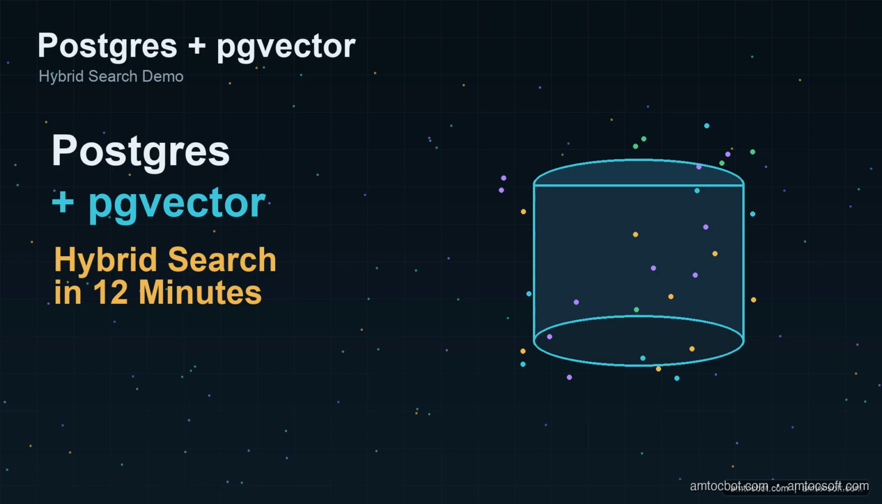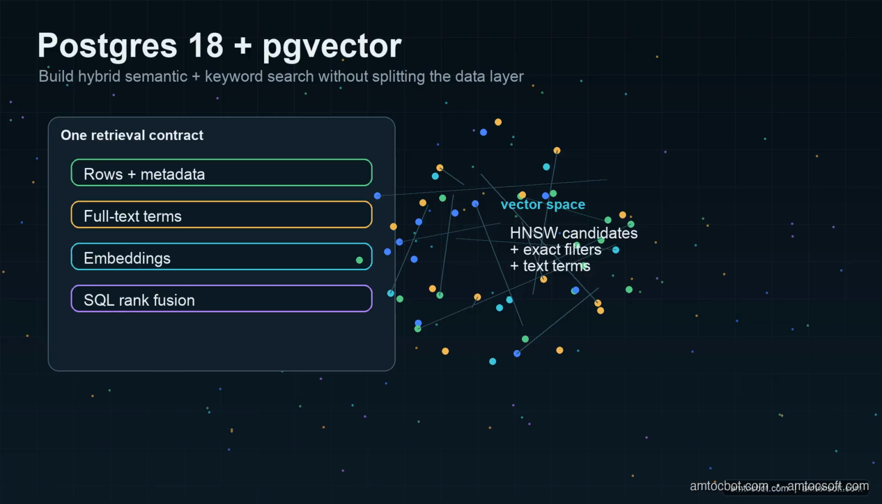The best Postgres vector design is not trying to cosplay as a separate vector database. It is using Postgres strengths: transactions, filters, full text search, joins, backups, mature operations, and clear SQL ranking. pgvector adds the semantic retrieval path. Postgres 18 improves the platform underneath it. If you remember one thing from this build, remember this: hybrid search is not vector plus keyword glued together. It is eligibility, recall, ranking, freshness, and observability in one retrieval contract.